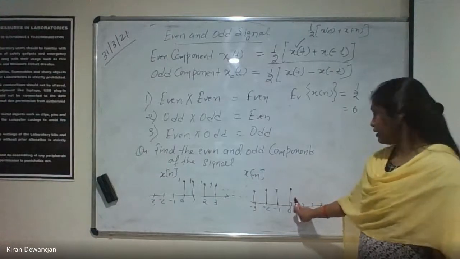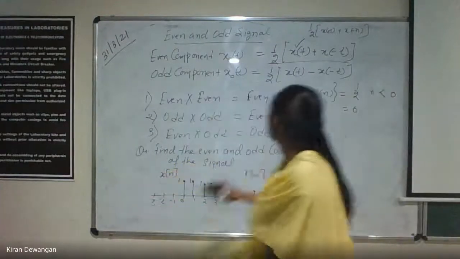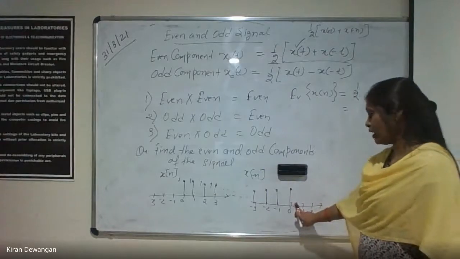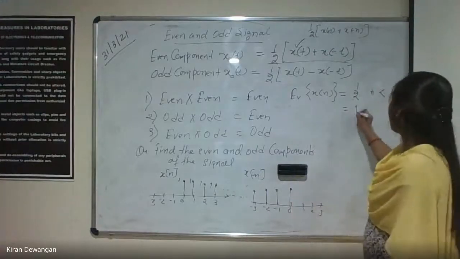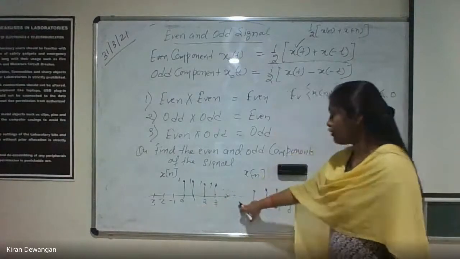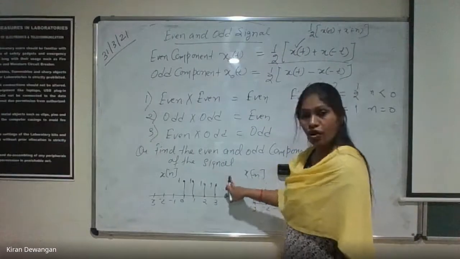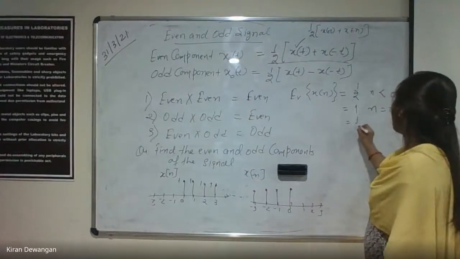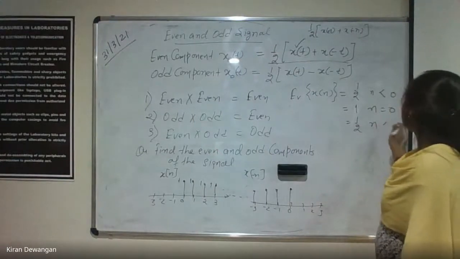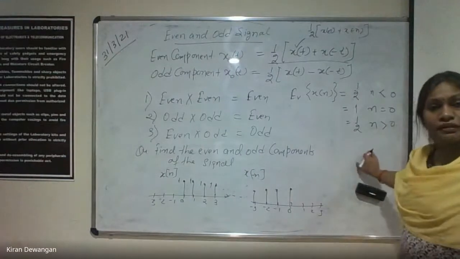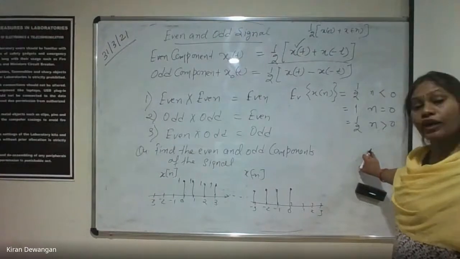1 plus 1, so it will be not 0. 1 plus 1 is 2, and 2 by 2 it will be 1 at n equals to 0. ठीक है? Now what about the positive values of n? Positive values of n, here we have all ones, here we have all 0. So 1 plus 0 by 2 it will be again 1 by 2 for all positive values of n. Is this part clear, everyone? Even component is clear or not? Yes, ma'am. It's clear, right?